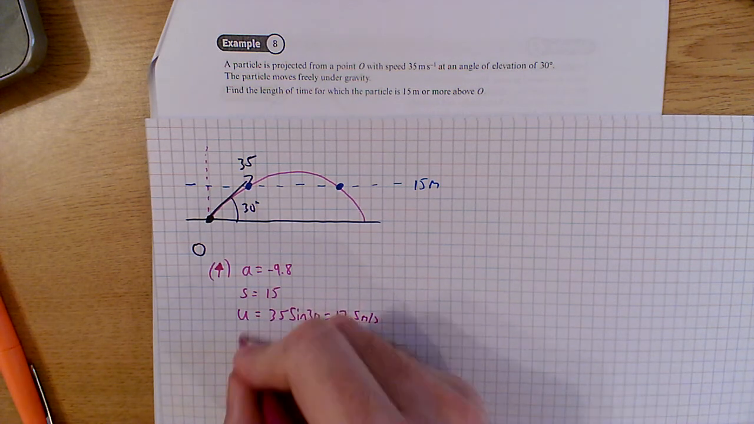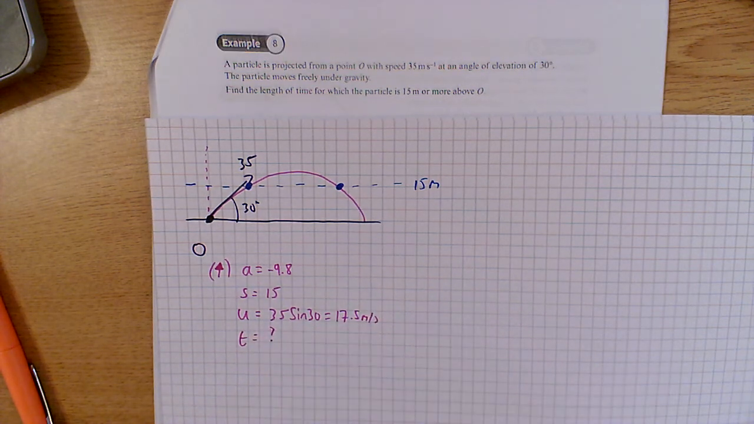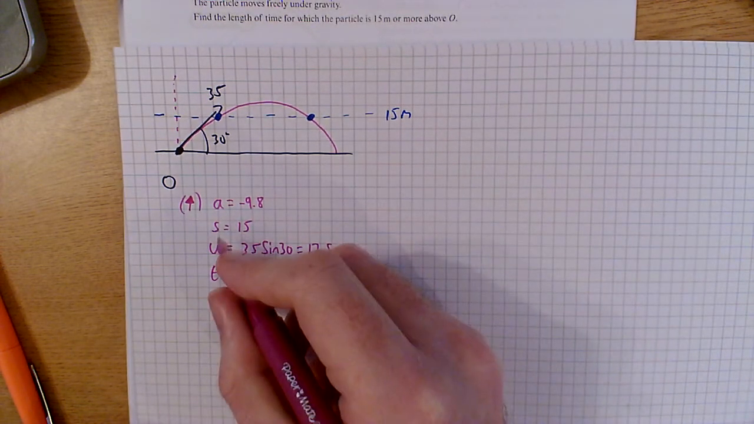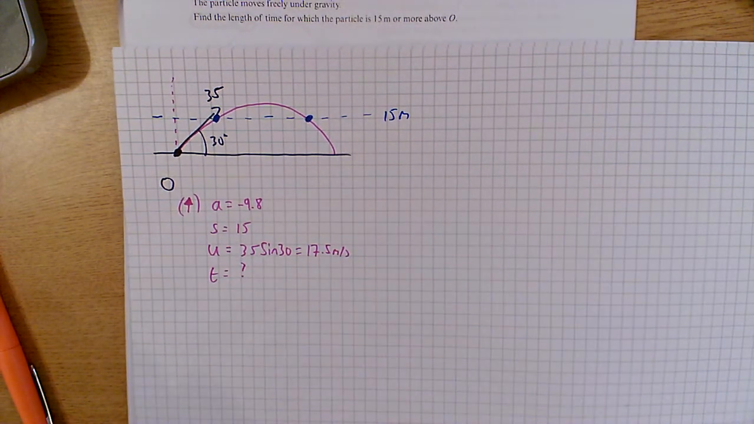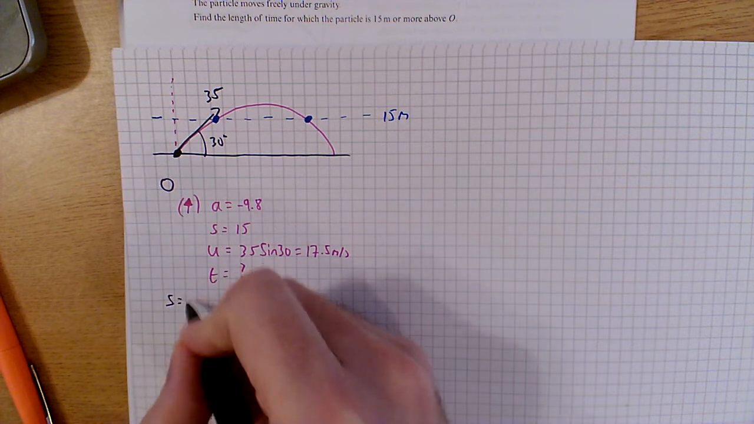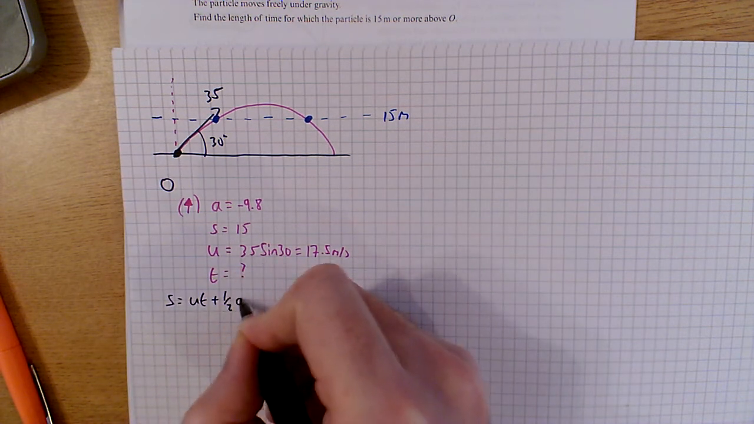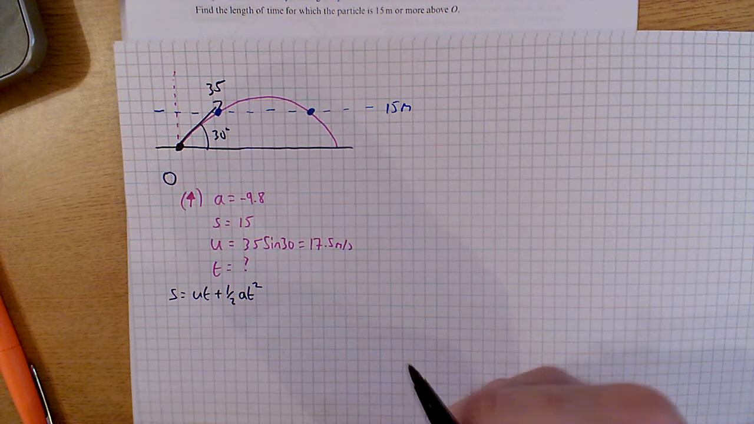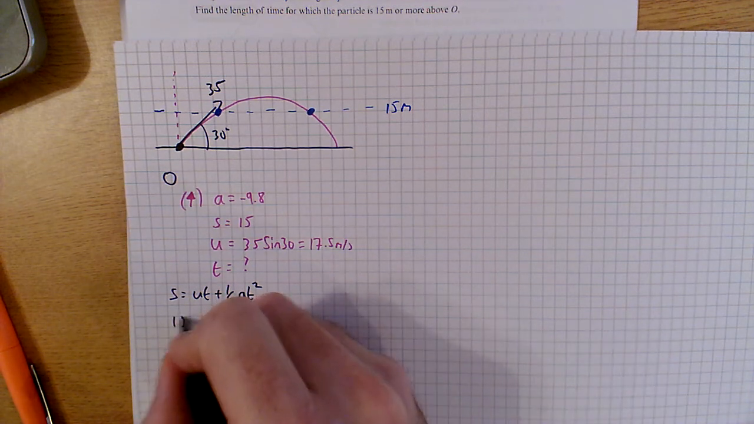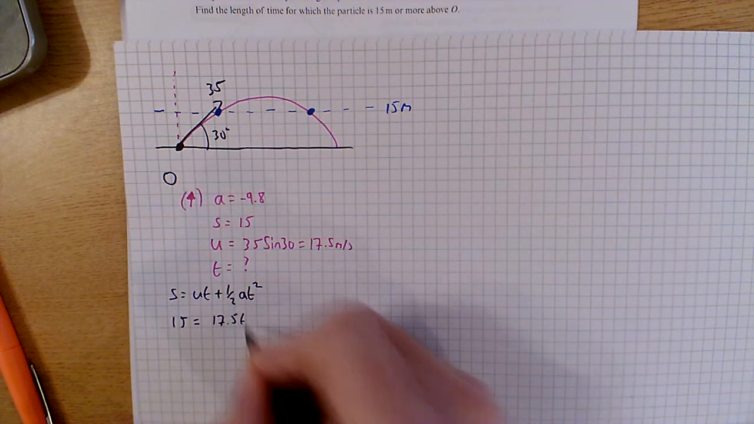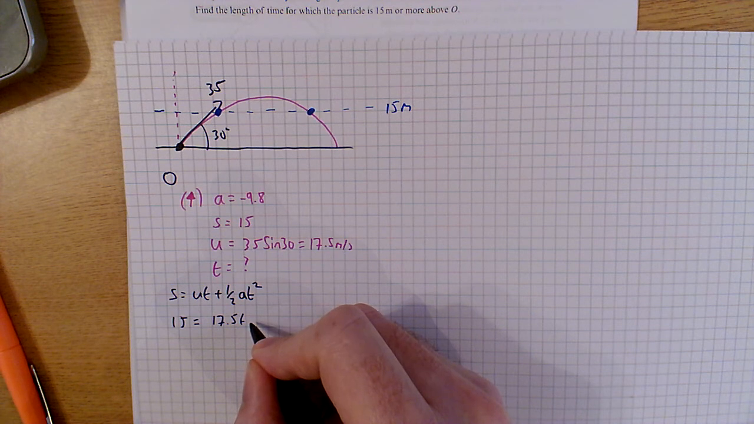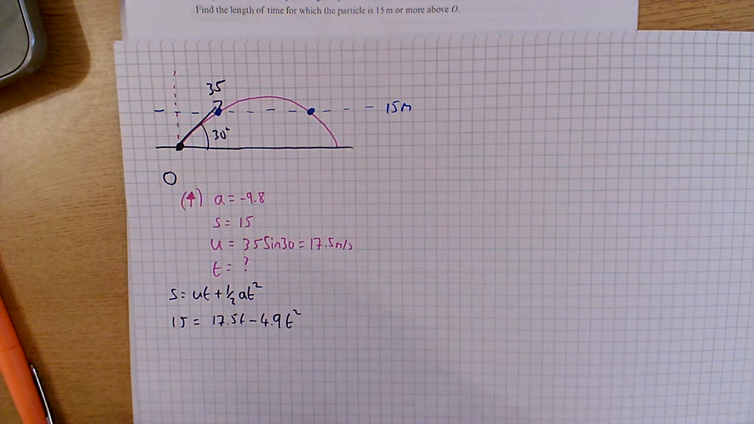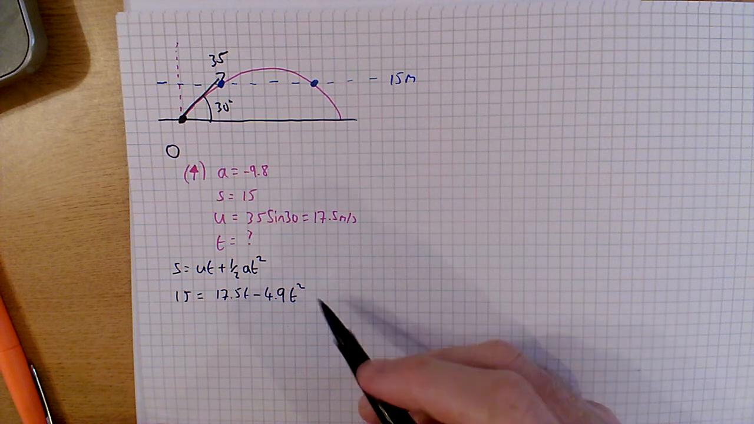We're then looking for the time, so we have t equals, and then we're just going to solve this equation. So what have we got? We've got S, A, U and T, so again it's S equals UT plus 1/2 AT squared. So then I substitute in what we know, 15 equals 17.5 T plus 1/2 A, well that's going to be 1/2 times minus 9.8, so it's minus 4.9 T squared. Right, and we're looking to get T, we've got a quadratic in T.